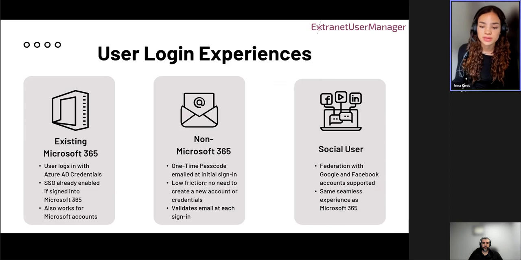And then for non-Microsoft 365 accounts, such as personal email, the user will receive a one-time passcode in their email inbox at initial sign-in. The point of the passcode is to verify that they are truly the owner of the email address that they've provided. Lastly, if you have a federation with social accounts such as Facebook or Google in your Azure AD tenant, users will be able to log in with their social accounts as well. This process is as seamless as with Microsoft 365 accounts with single sign-on already enabled.